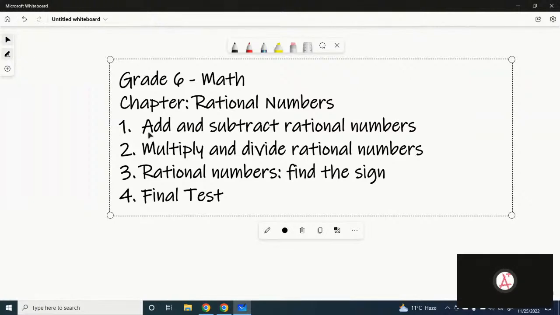If you have any question, any problem, you can ask. I'm waiting for the questions from your side. Just write the question in the chat box if you have any. Do you have any question? If you have any question, please ask.